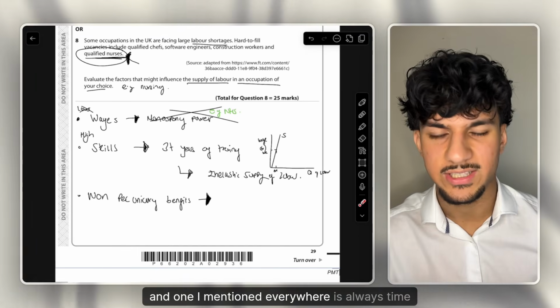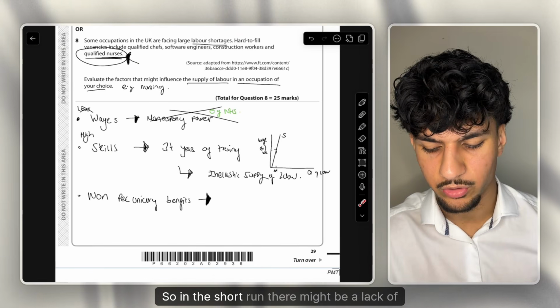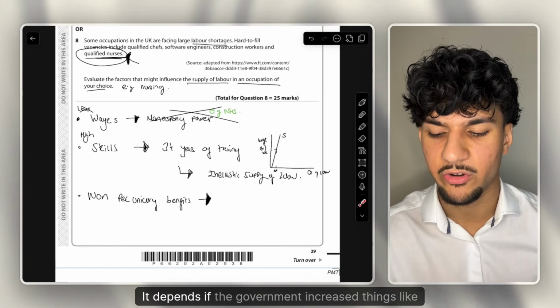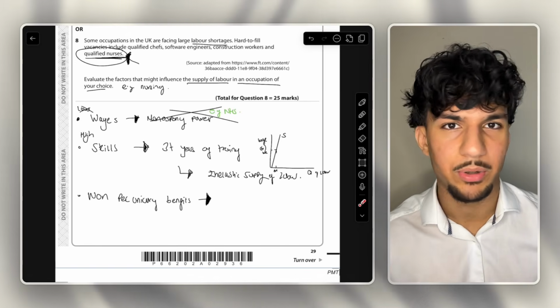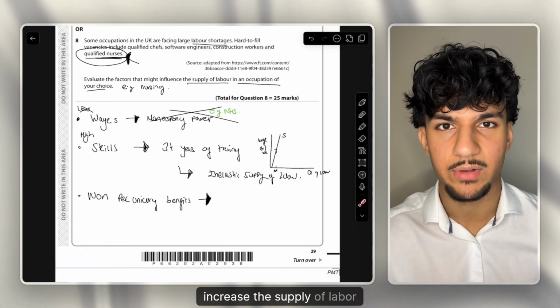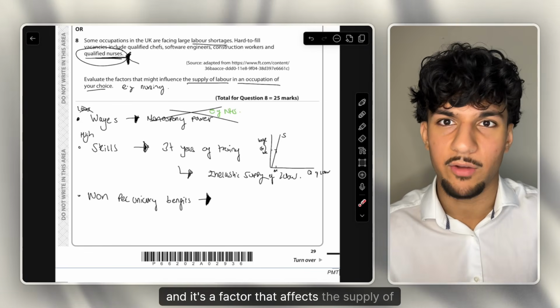And one I mention everywhere is always time frame. So in the short run, there might be a lack of supply of labour, but then it depends on government policies. It depends if the government increase things like apprenticeships, bursaries, training schemes, that could massively increase the supply of labour, and it's a factor that affects the supply of labour.